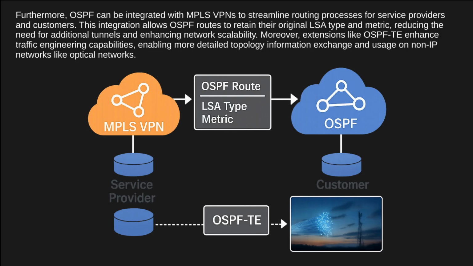Furthermore, OSPF can be integrated with MPLS VPNs to streamline routing processes for service providers and customers. This integration allows OSPF routes to retain their original LSA type and metric, reducing the need for additional tunnels and enhancing network scalability. Moreover, extensions like OSPF-TE enhance traffic engineering capabilities, enabling more detailed topology information exchange and usage on non-IP networks like optical networks.